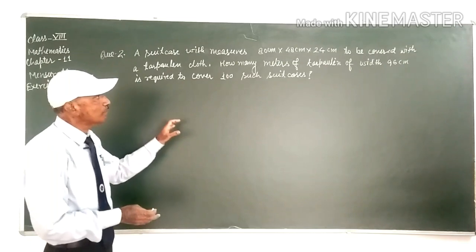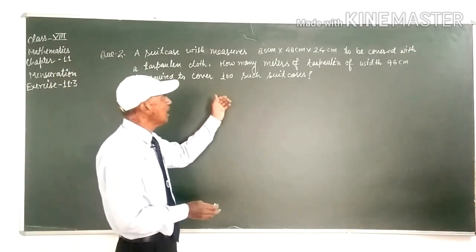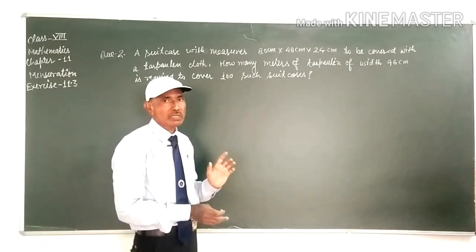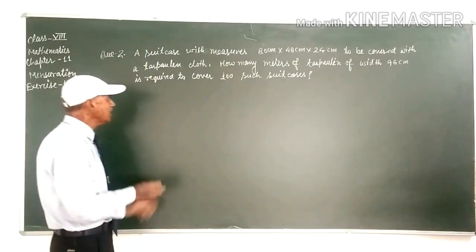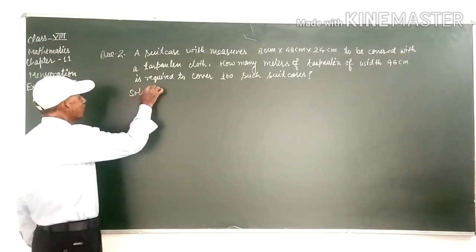So first of all we have to find out the total surface area of 100 suitcases. Clear friends? So length, that is the first solution.